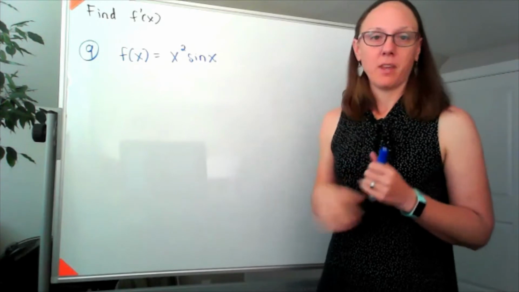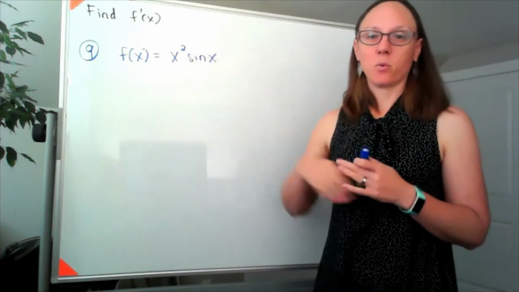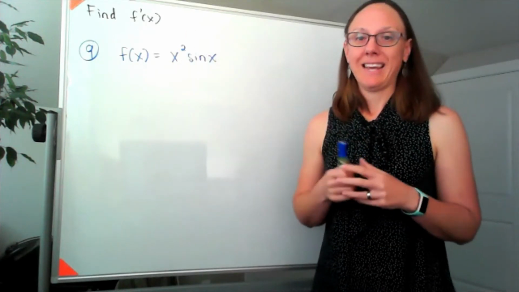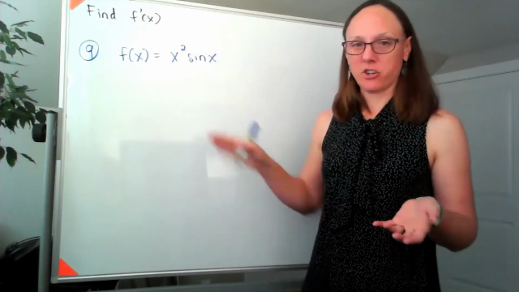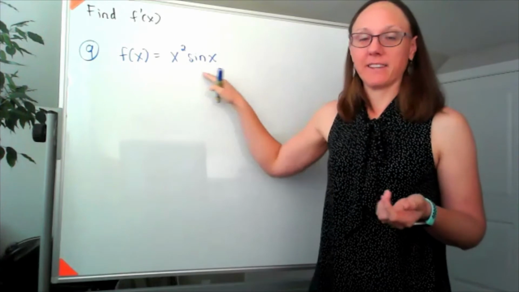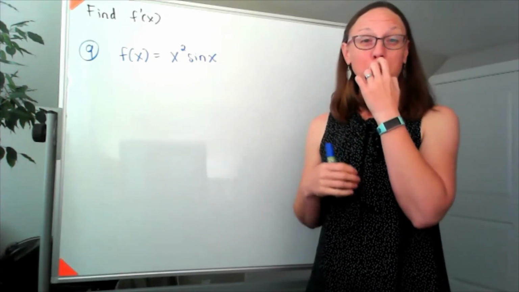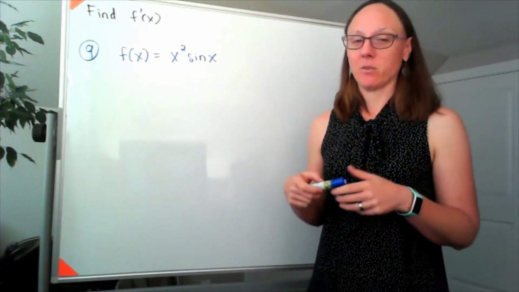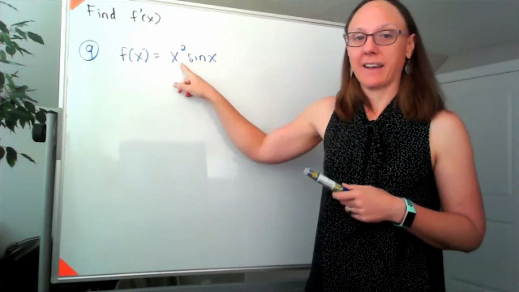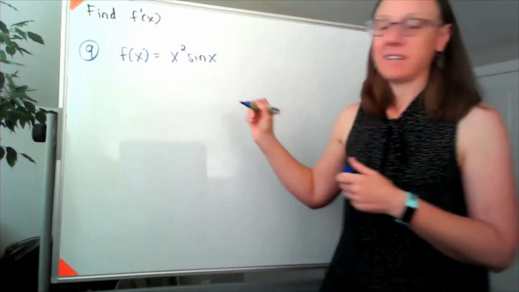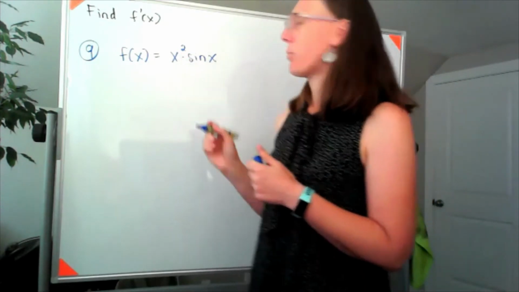Okay, here's my function. I've got x squared sine of x. It is not just x's raised to powers. It's kind of a mixture of some algebra-ish stuff and some trig. So this time I am going to have to use the product rule. There's an invisible product here between the x squared and the sine of x. Got this invisible product.